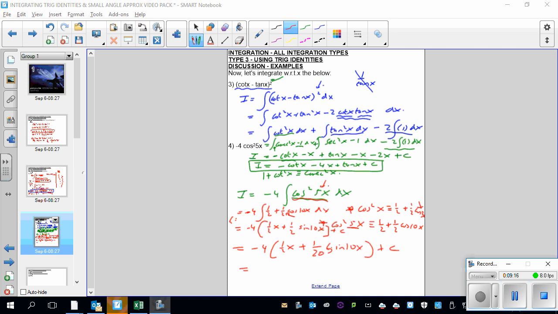Quickly differentiate that, check the half x does go to a half, yes. The sine 10x goes to 10 cos 10x divided by 20. Do I get the half? Yes, I do. So we multiply that last minus 4 out and we get I is minus 2x minus 1 over 5 sine 10x plus c. And we're all good in the hood.